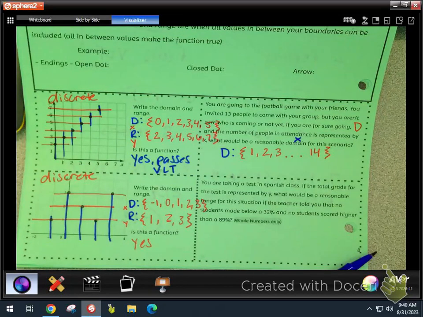All right. You guys try the next one. This is talking about grades. Grades are represented by Y. We only give whole number grades. You're going to want to use ... here. Please do not write out all these numbers. Read the situation. Try to find the range.